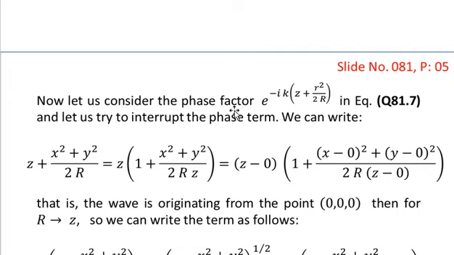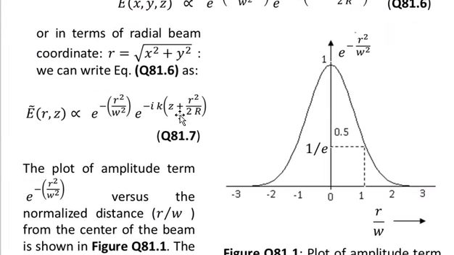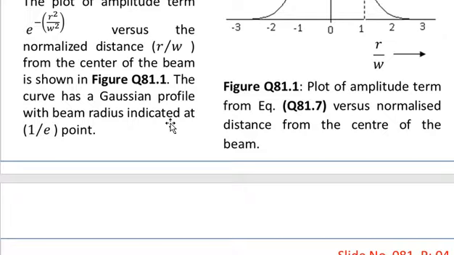Now let's consider the phase factor e to the power minus iota k into (z plus r square over 2r) in equation number 7, and let's try to interpret the phase term. That is, we are going to interpret the exponent, the phase term in equation number 7, which is e to the power minus iota k, within parentheses z plus r square over 2r. So let's try to explain this term.